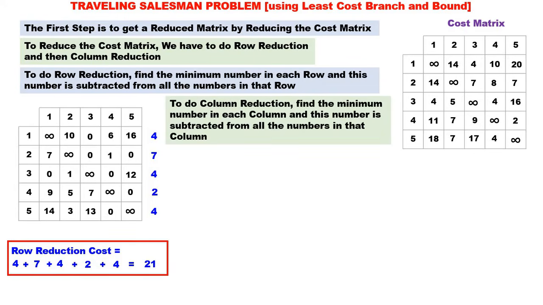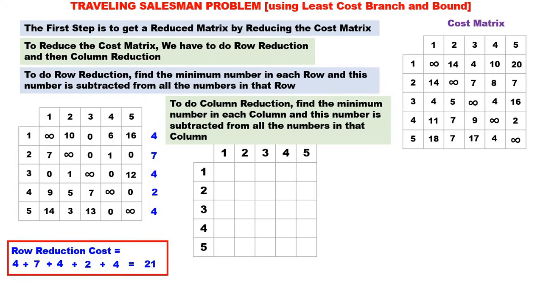Now, to do column reduction, find the minimum number in each column and this number is subtracted from all the numbers in that column. But when we are doing column reduction, we should not consider the original cost matrix. We should consider the matrix after row reduction. We are considering the matrix after row reduction, not the original cost matrix. After row reduction, whatever matrix we get, that we are considering.